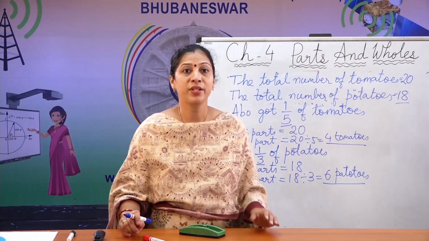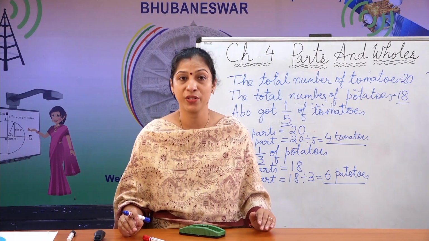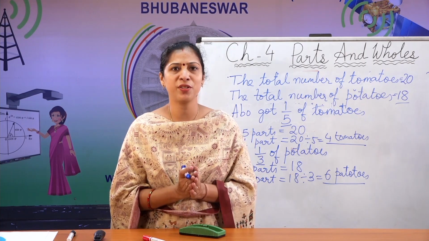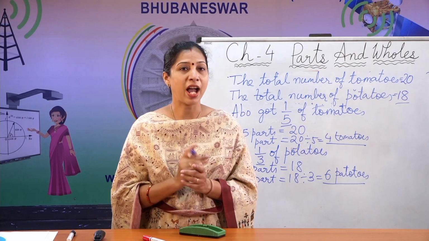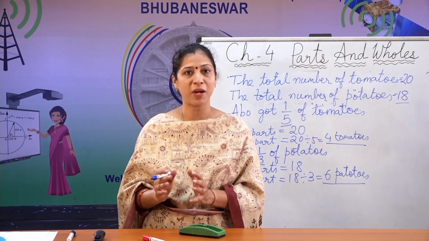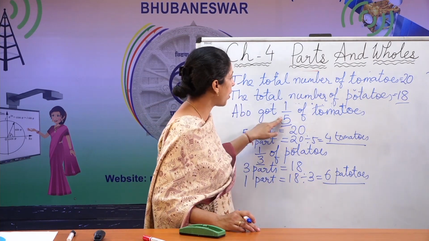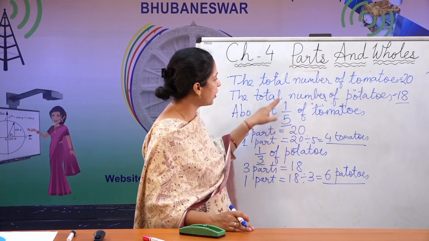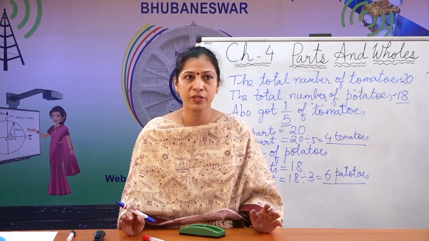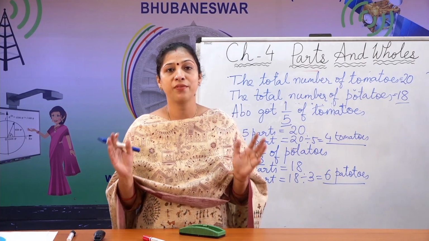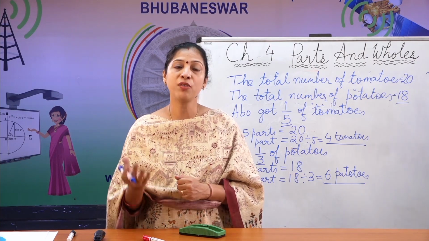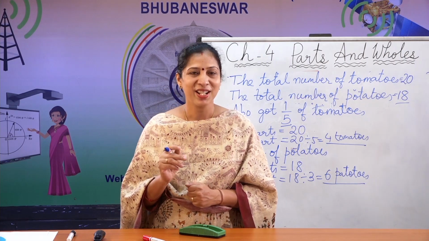Understood, children? So now you have to find out on your own how many tomatoes Srija got and how many potatoes Srija got. So I will give you one clue. When we are dividing the whole into parts, you have to always see the bottom part. That is the number of parts from which you are calculating how many parts they have got. So Srija got 2/5 of the tomatoes. That means you are going to divide tomatoes into 5 equal parts, out of which you will find 2 parts. Got it? You can do it.